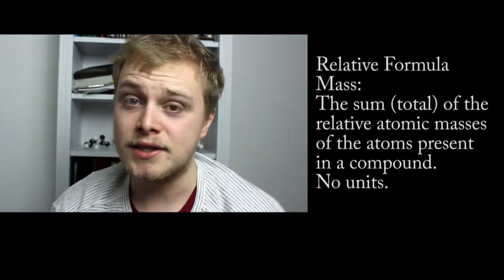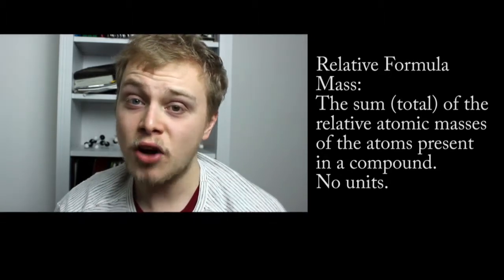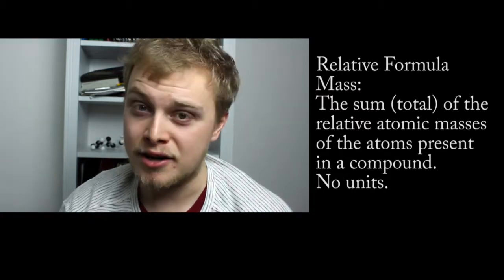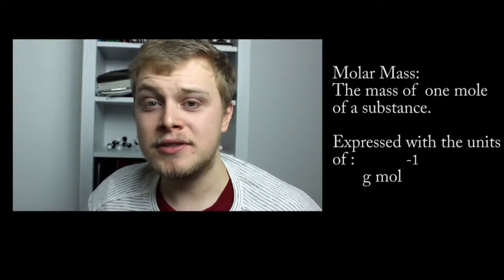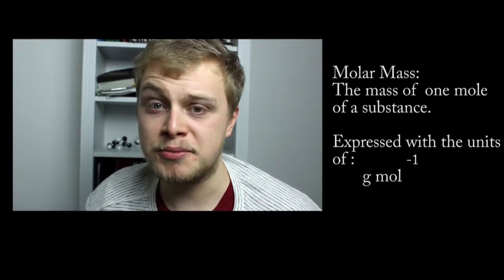Relative formula mass is the sum, or total, of the relative atomic masses of atoms present in a compound, and this variable doesn't have any units. Now our 4th variable is molar mass. This describes the mass of 1 mole of a substance, and is expressed using the units of grams per mole.